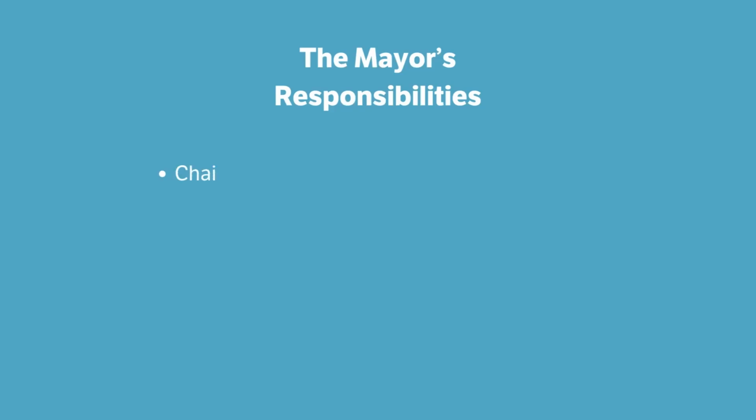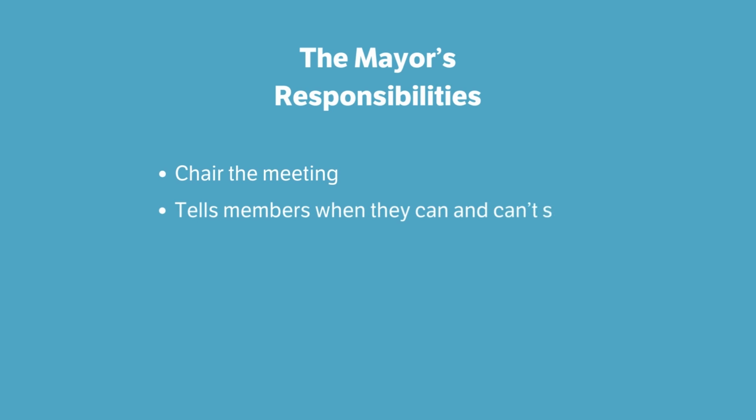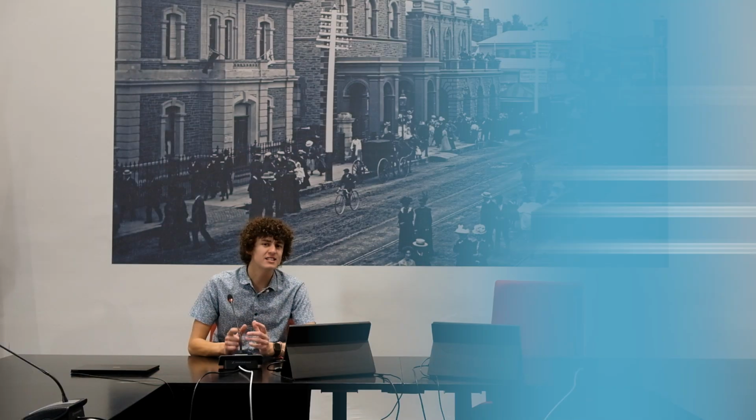During a council meeting, it's the mayor's job to run or chair the meeting. They tell everyone when they can and can't speak, and they have to make sure that everyone is following the rules. It's an extremely serious job that requires a lot of concentration, and of course, you need to make sure you're listening to the discussions and the debates that are going on around you.